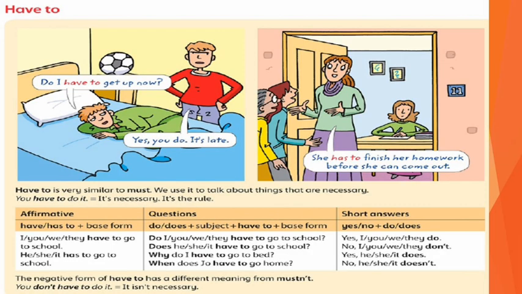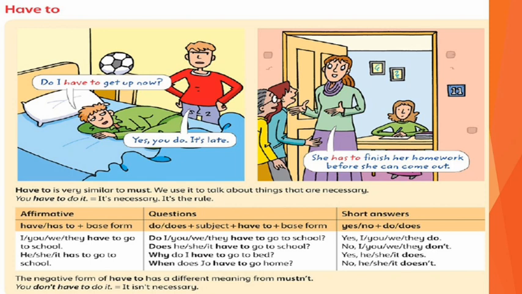Next grammar, have to. Have to is very similar to must. We use it to talk about things that are necessary. You have to do it. It's necessary. It's a rule. For example, do I have to get up now? Yes, you do. It's late. She has to finish her homework before she can come out.